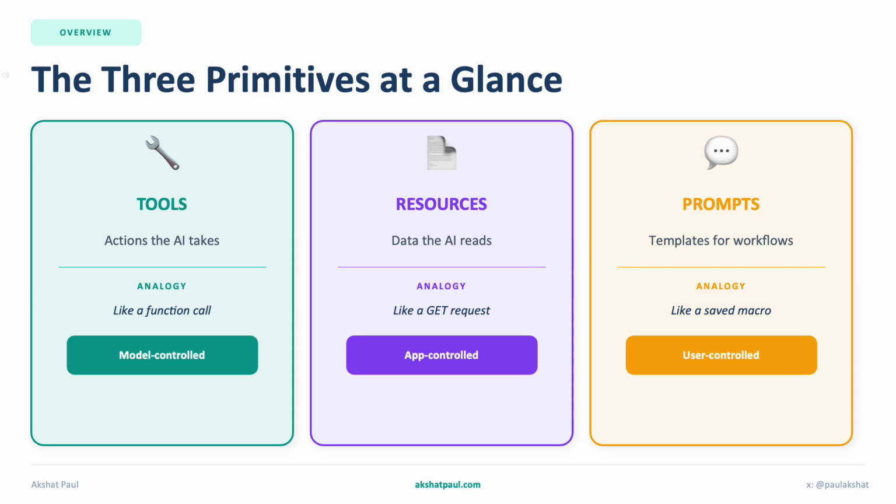Think of them like a saved macro, a pre-built structure that triggers a specific multi-step interaction. Prompts are user-controlled. The human explicitly invokes them, usually through a slash command or menu in the host application. That control dimension is actually the single most useful way to remember the difference. Model decides, that's a tool. App decides, that's a resource. User decides, that's a prompt. Keep that distinction in your head as we go deeper into each one.